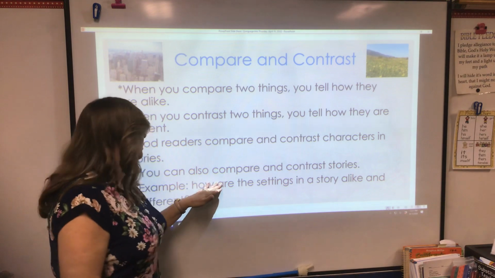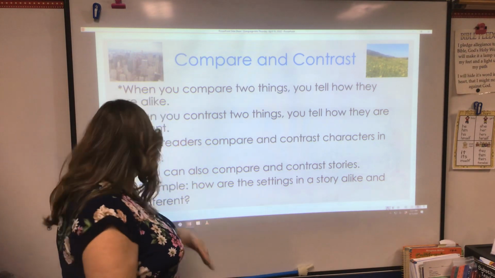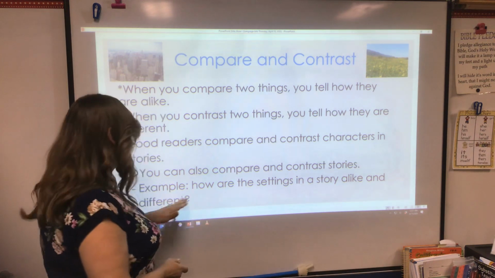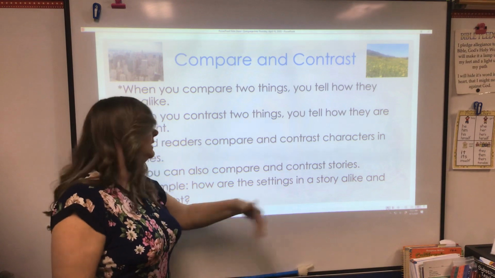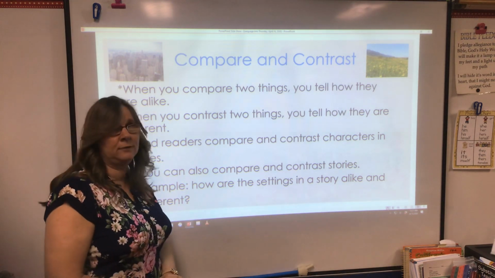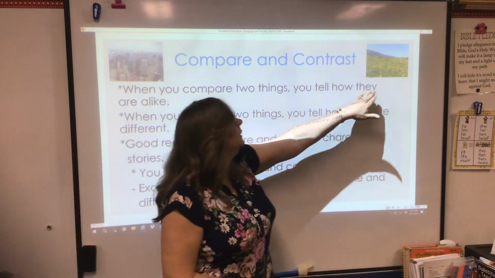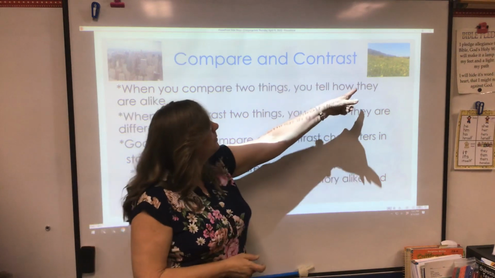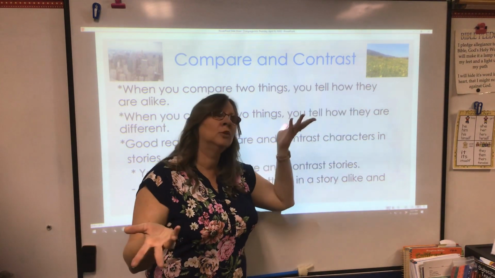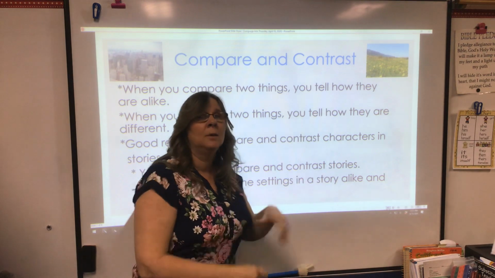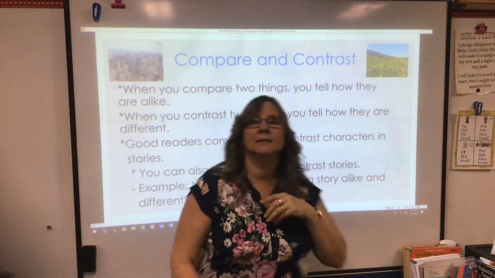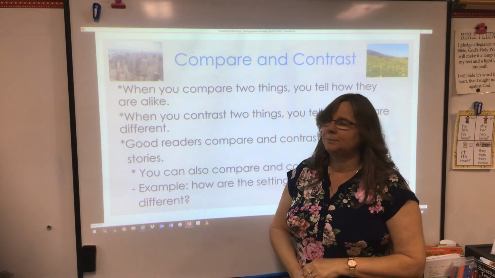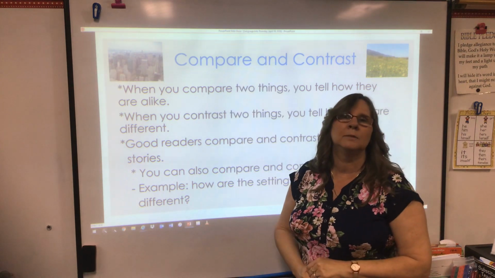All right, and so also you can compare and contrast where a story is taking place. Okay, so we've got an example. How are the settings in a story alike and different? So I have up here at the top, this looks like a big open meadow, right? A story could take place maybe, Bambi, right? Bambi's in the open, Bambi's in the forest, right? But then over here on this side, there's a great big city. It looks probably like it's New York. So the settings in a story would be completely different.